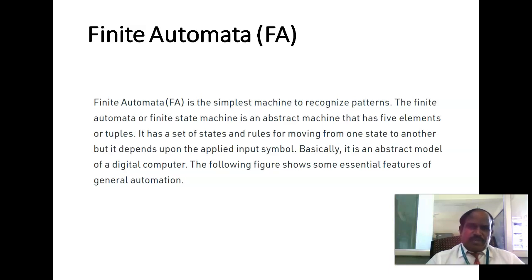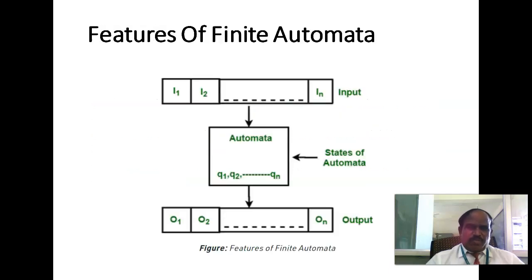The following figure shows the essential features of a general automaton. This is a model finite automata example. It has 5 components. First is the input component, with inputs 1, 2, 3 and so on, a number of inputs, and one input is applied at a time. Then there is the CPU.